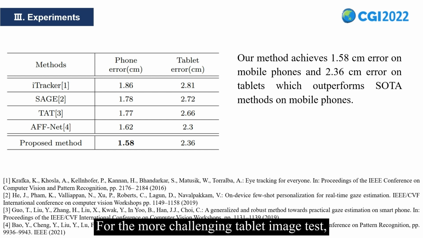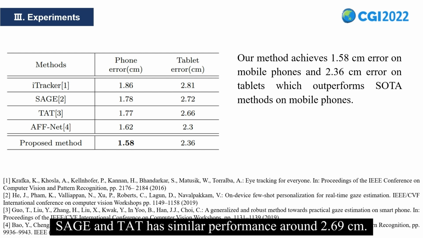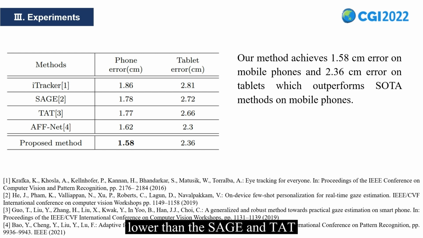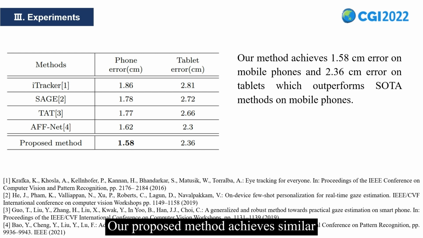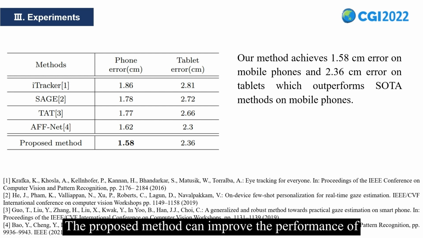For the more challenging tablet image test, the error of iTracker is 2.81 cm. SAGE and TAT have similar performance around 2.69 cm. AFFNet achieves 2.3 cm error, which is almost 0.39 cm lower than SAGE and TAT. Our proposed method achieves similar results to AFFNet, and the error is 2.36 cm, which is about 12% lower than SAGE and TAT. The proposed method can improve the performance of gaze estimation on tablets compared with most previous methods.